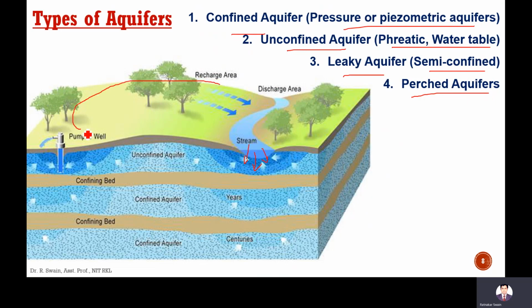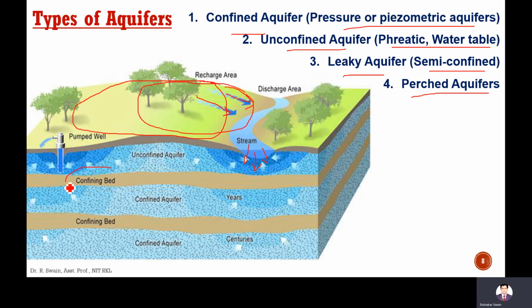Whenever rainfall occurs, this area contributes water to this stream, and the stream contributes water to the groundwater. So this area is called the recharge area. And the water which is flowing in the river is called the discharge area.